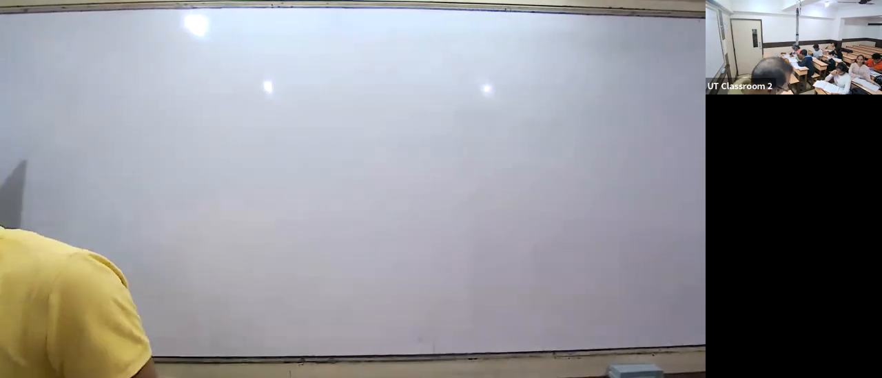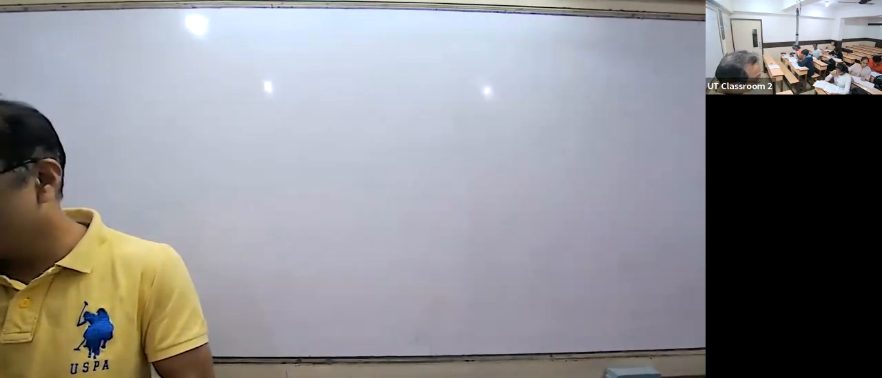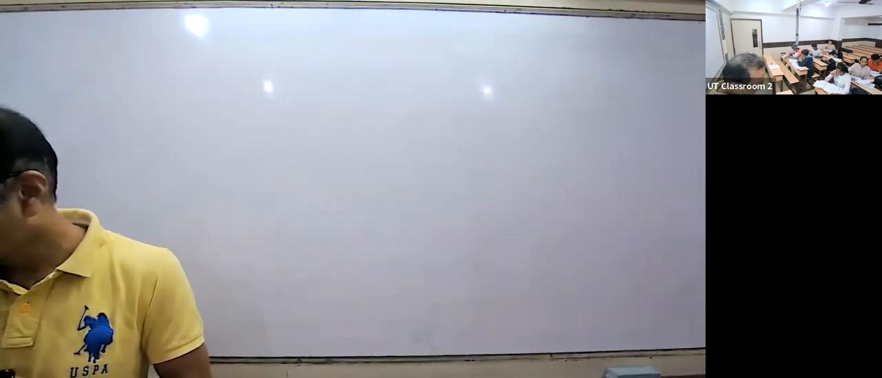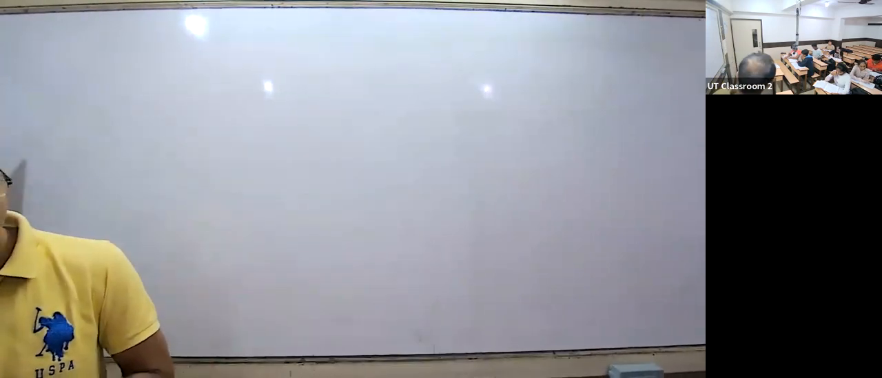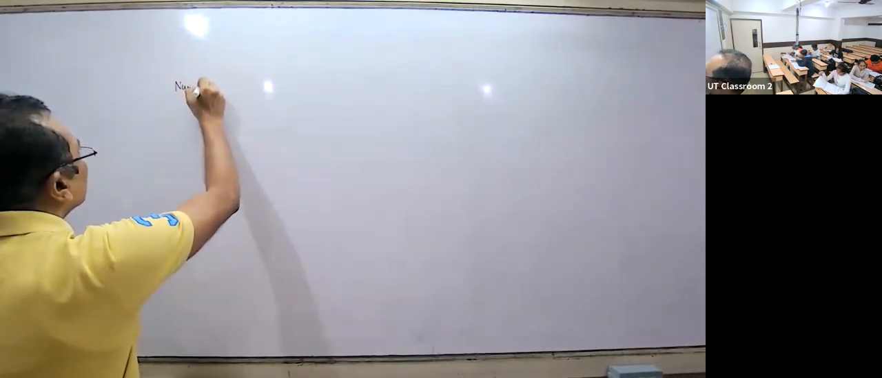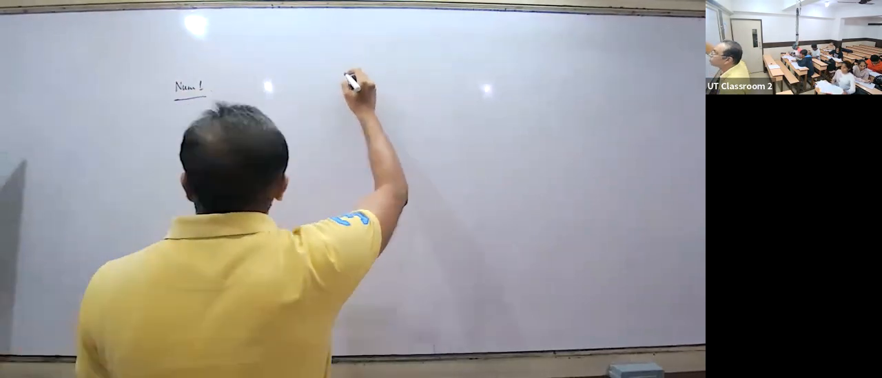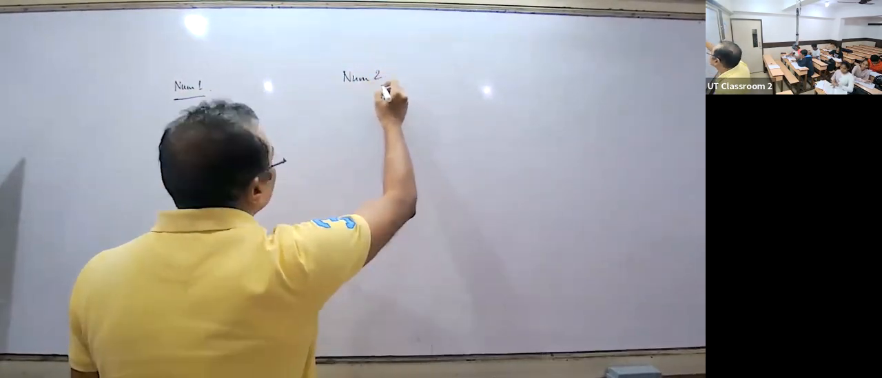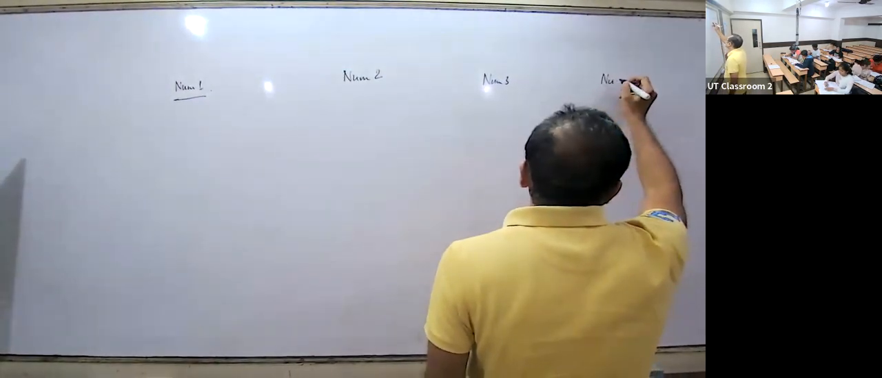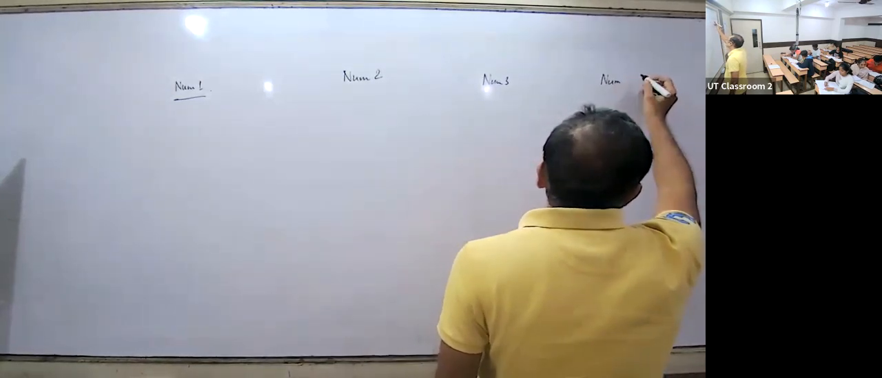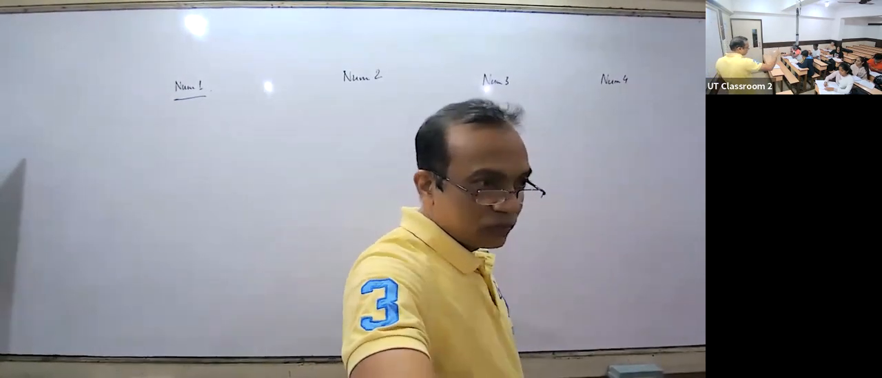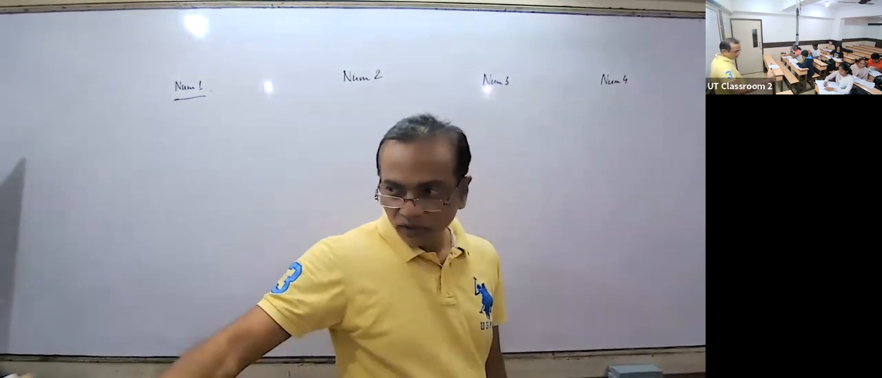Don't cheat yourself, huh? Because you cannot run away from yourself. Can you run away from yourself? No, you promise yourself. What did you promise? Numerical 1, numerical 2. How many numericals? 4, 5, 6, 7, 8, 9, 10, 11, 12.